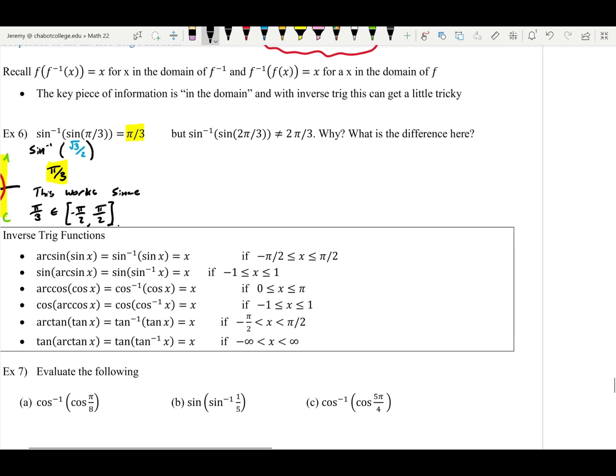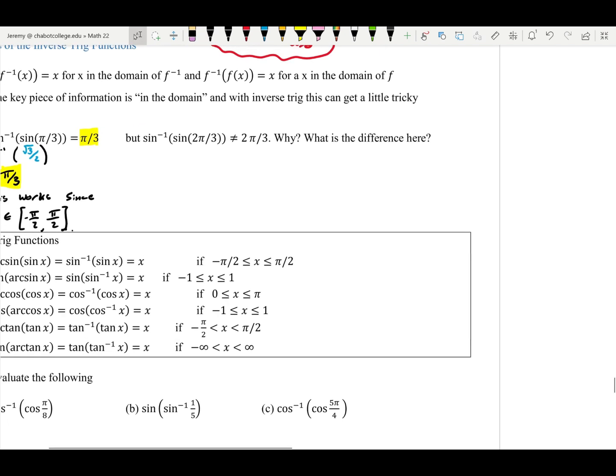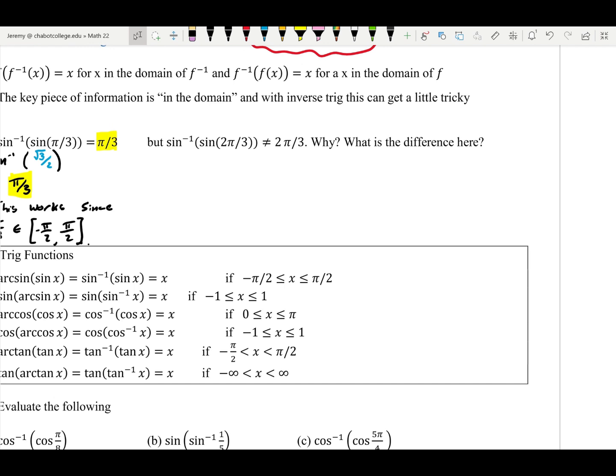Okay, but what's going to happen in this next part where we're looking at sine inverse of sine of 2 pi over 3? The claim is that this is not equal to 2 pi over 3, so it actually doesn't act as the identity function. What happens? Okay, well, let's do what we did a second ago. Let's just start by evaluating what is sine of 2 pi over 3?